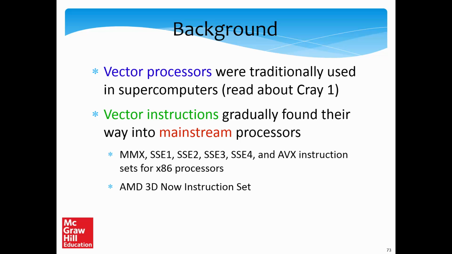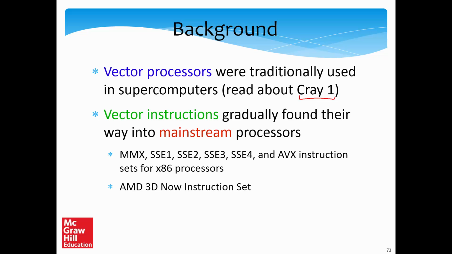So let's look at the background. Vector processors were traditionally used in supercomputers. Processors that support vector instructions are vector processors. They were not used in regular computers, but in supercomputers meant for very sophisticated applications. You can read about the processor called Cray-1. Cray was an early supercomputer which had vector processing.